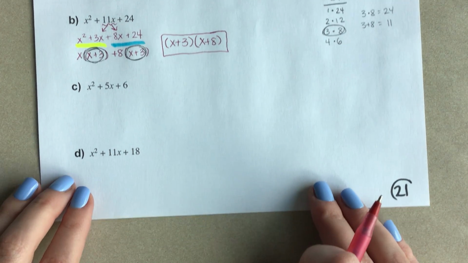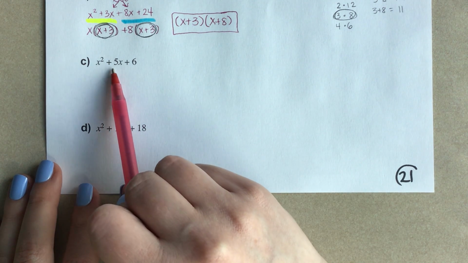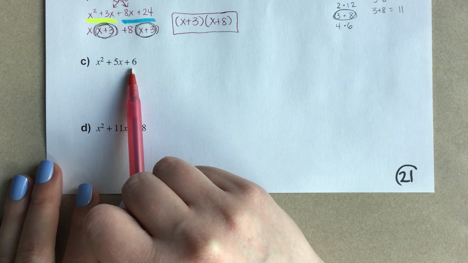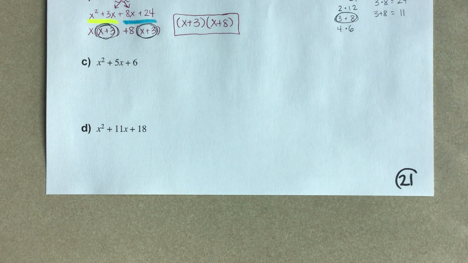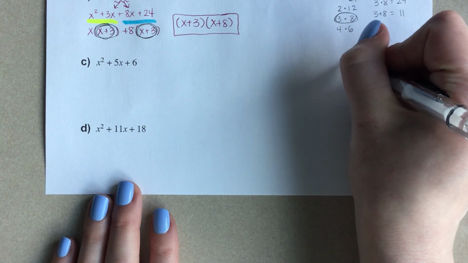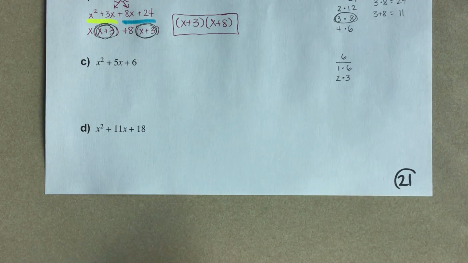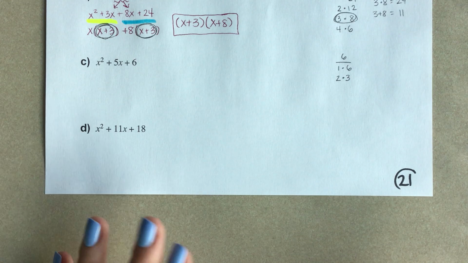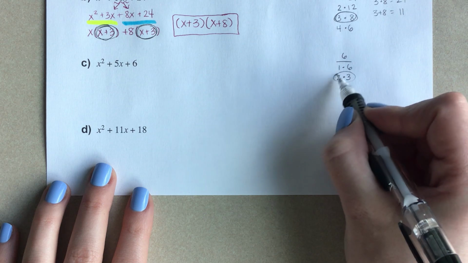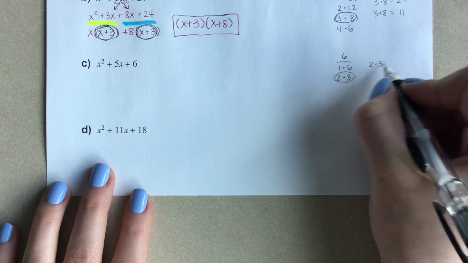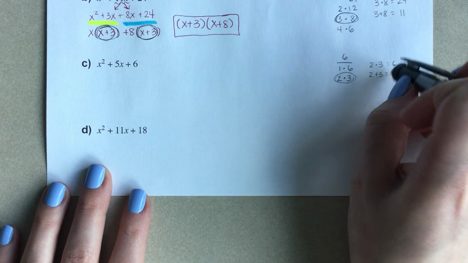We're doing it again because I want to make sure that we're all on the same page. So here I have x squared plus 5x plus 6. We're looking for things that multiply to the last number and add to the middle number. So things that multiply to 6: 1 times 6 and 2 times 3. Those both multiply to 6. But which pair also adds to the middle number 5? Well, 2 and 3, because 2 times 3 is equal to 6, and 2 plus 3 is equal to, not 6, 5.